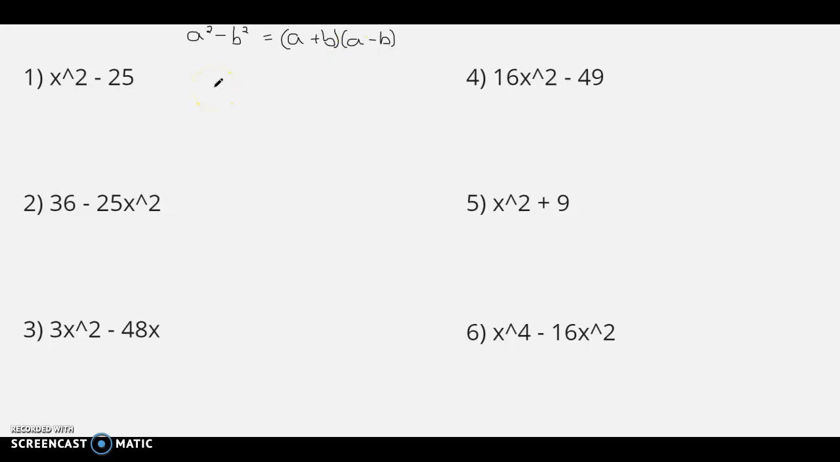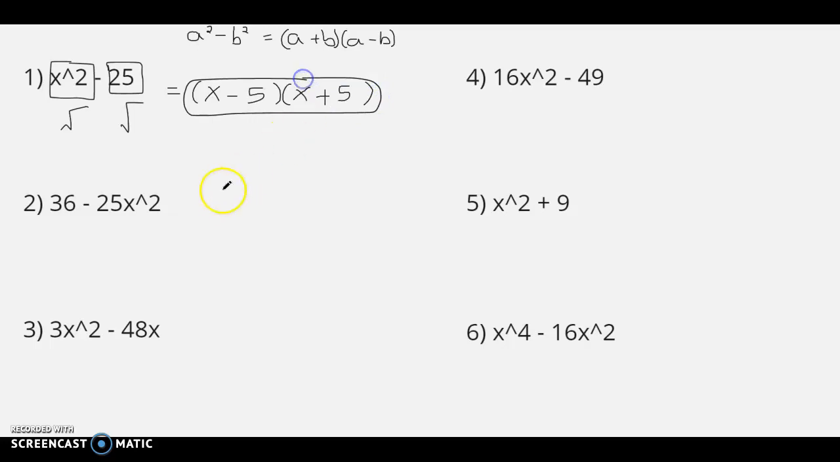It doesn't matter. So look at this first one here, x squared minus 25. Notice there's two perfect squares. X squared is a perfect square and 25 is a perfect square. Since those are perfect squares, what I do is I take the square root of each thing and then I just utilize this formula. So the square root of x squared is simply x, and that goes in these first spots here. The square root of 25 is 5, it goes in the second spot. And then I just need one to be plus, one to be minus, and it doesn't matter which is which. This is how x squared minus 25 factors.